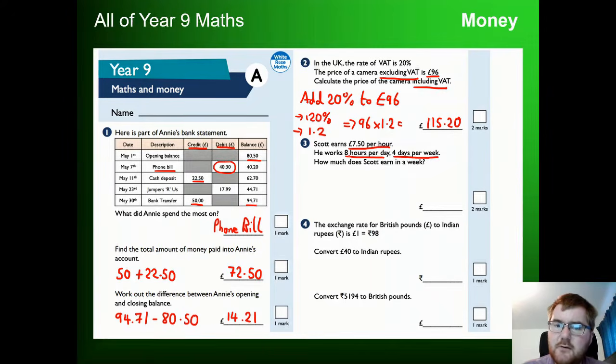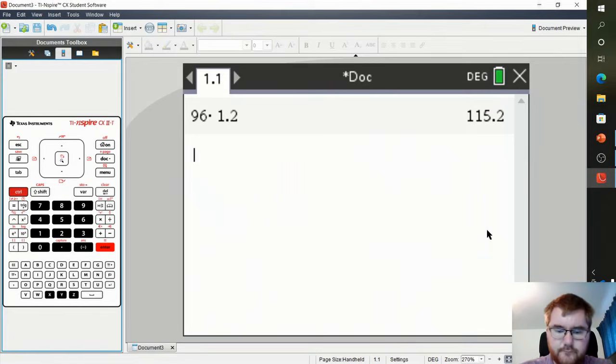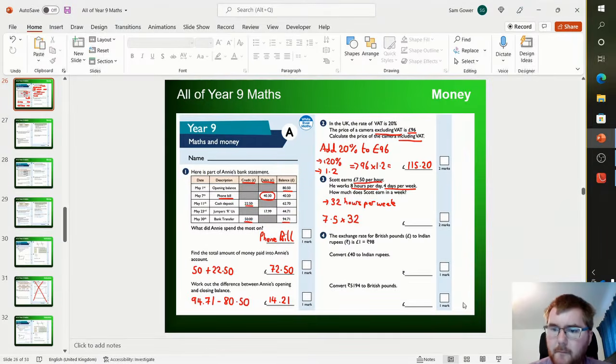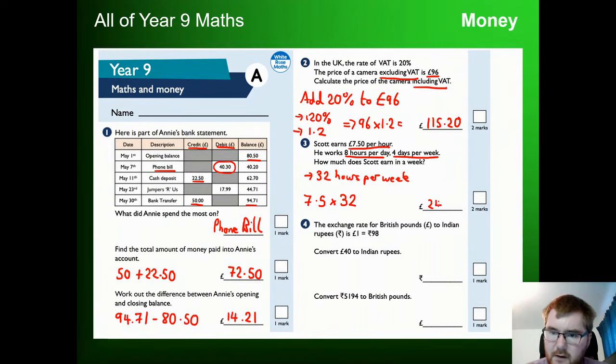So he's working 8 hours a day and 4 days a week, so he is working 32 hours per week, because 8 times 4 is equal to 32. He's earning £7.50 an hour, so we do 7.5 times 32. So we take the amount per hour, he's working 32 hours in the week, so we just multiply those two numbers together. Again, we can do this on the calculator. 7.5 times 32. That gives us £240 in the week. There we are.